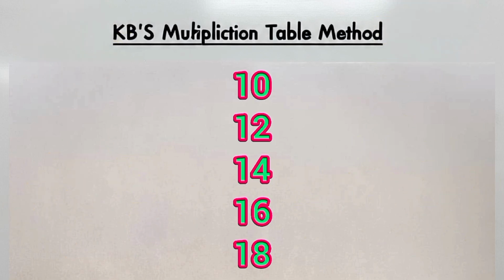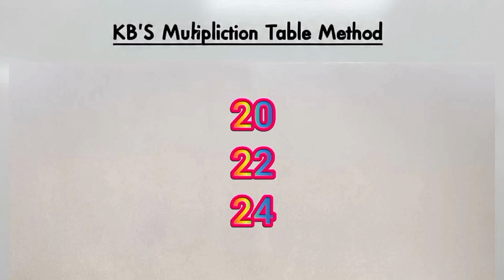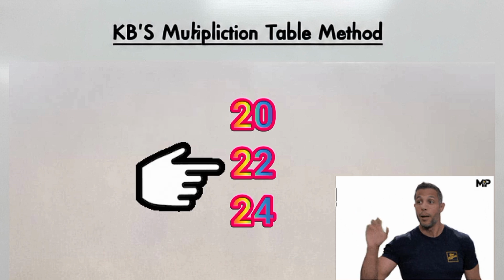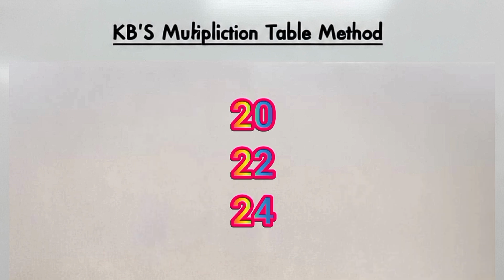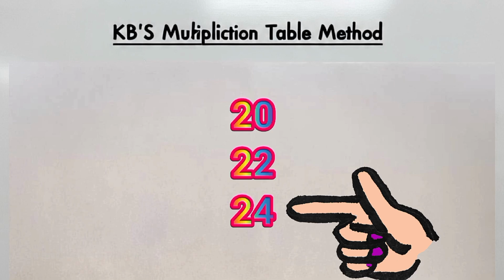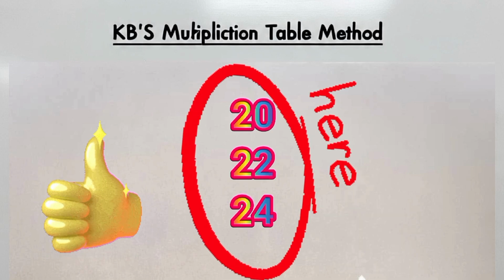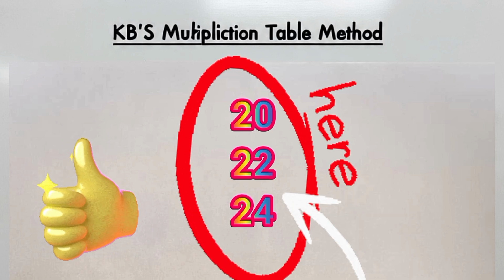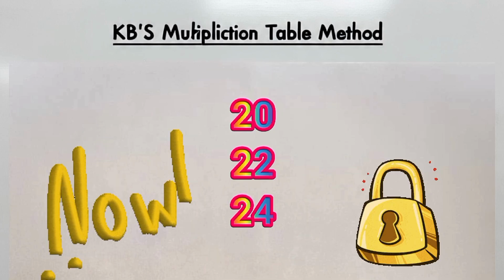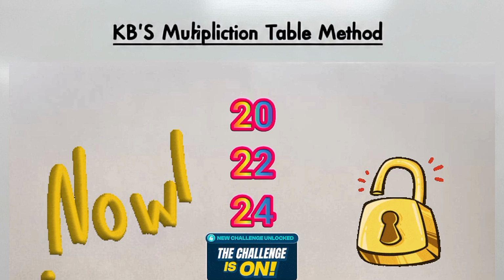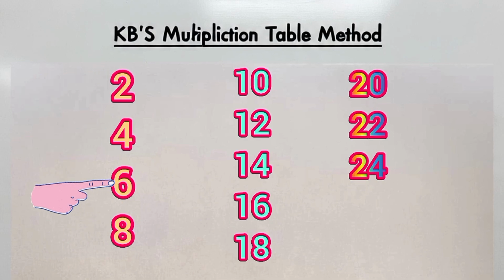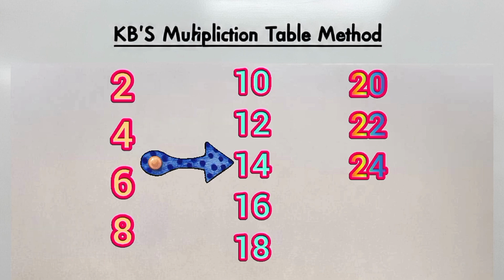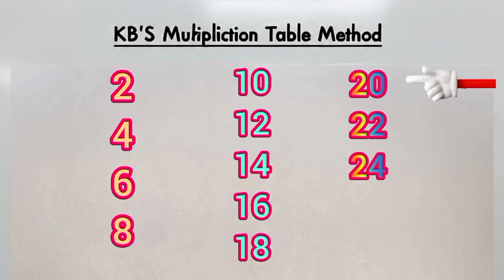Now, let's jump to the last segment. Our last segment might be small, but it's just as important. Here we go. 20, 22, 24. Let's say them together. 20, 22, 24. You're gonna notice that the last segment all starts with 2. Now that you've unlocked the final segment of the 2 times table, let's say it together again. 2, 4, 6, 8, 10, 12, 14, 16, 18, 20, 22, 24.